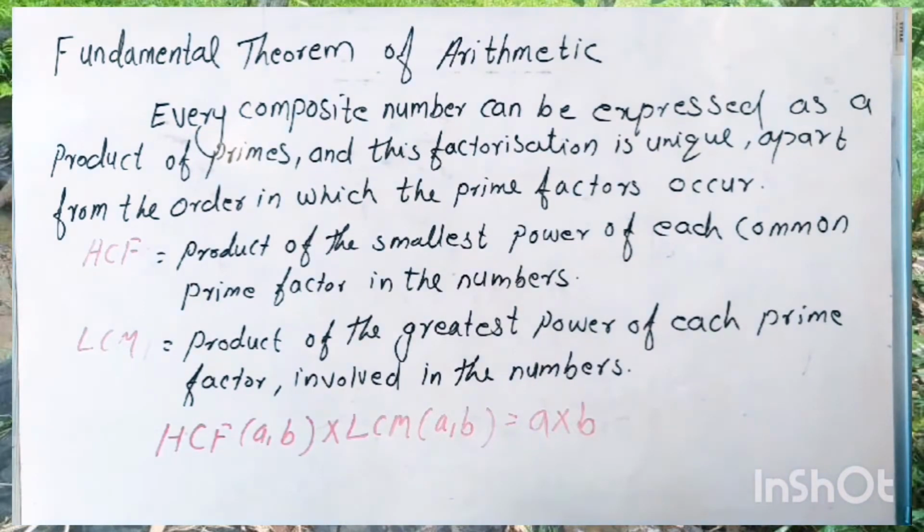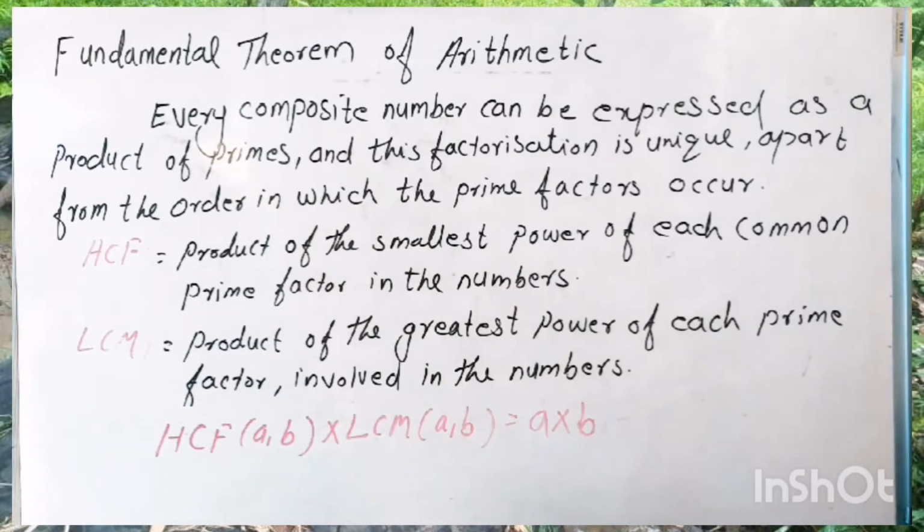That means every composite number can be expressed as the product of prime numbers, and that representation or factorization is unique apart from the order in which the prime factors occur. The order in which the prime factors occur is not important, otherwise that factorization is unique.